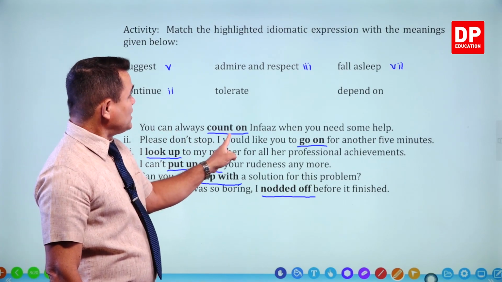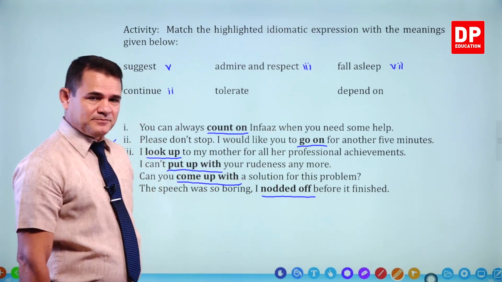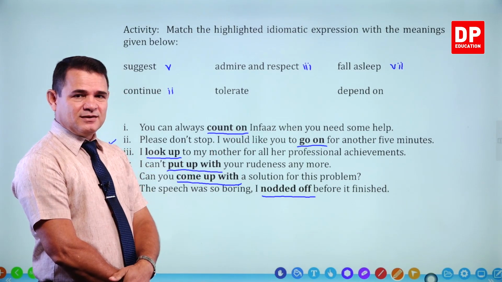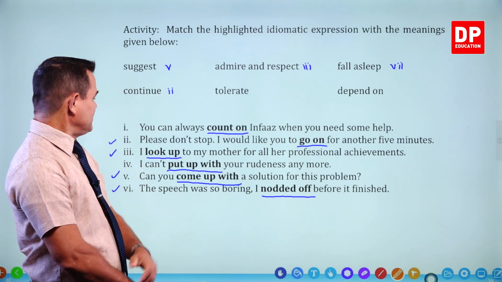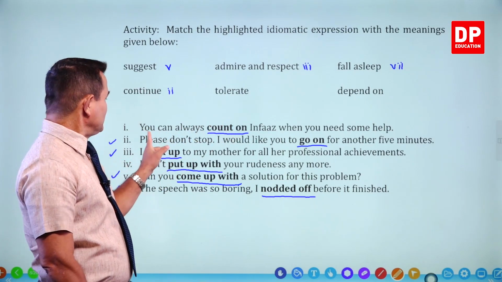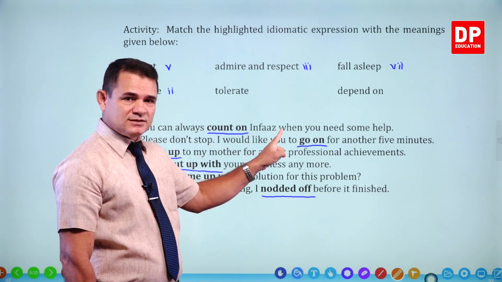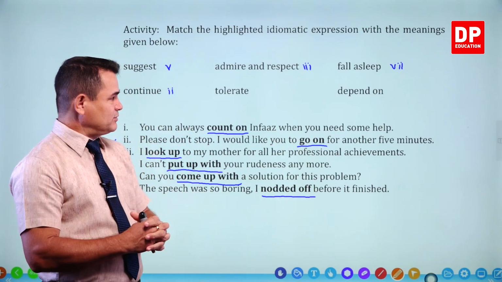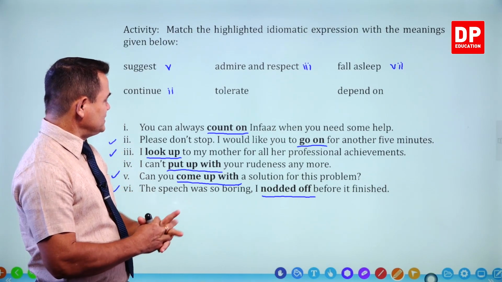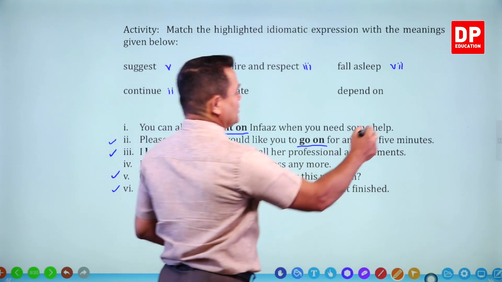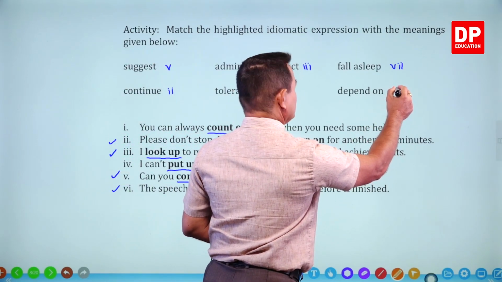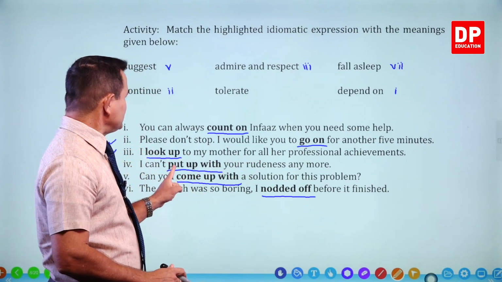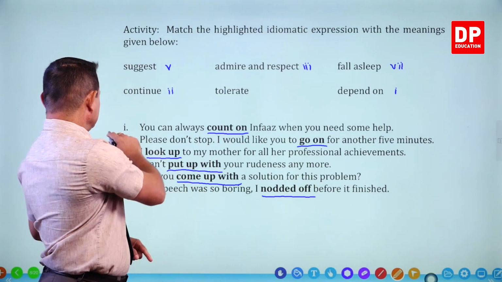You can always count on means tolerate or depend on. And I can't put up with means tolerate or depend. Now, very easy, look at it with the meaning of the sentences. You can always count on Infas, you can trust Infas, when you need some help. Then it is very easy. Now number 1, depend on: you can depend on him, you can get help from him any time. He is reliable. Then your difficult one remains.